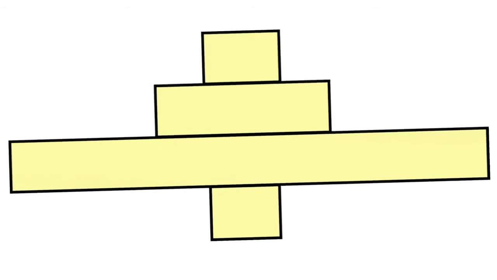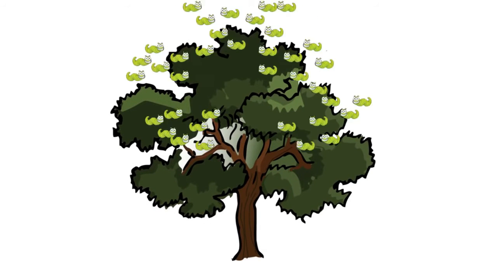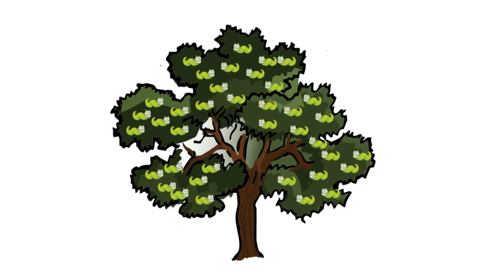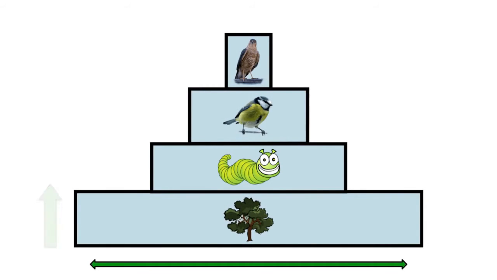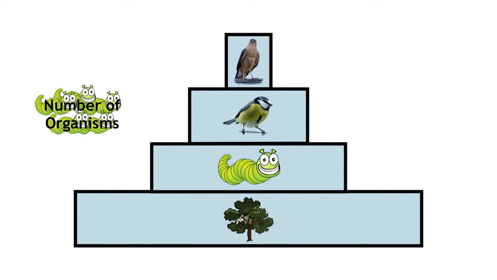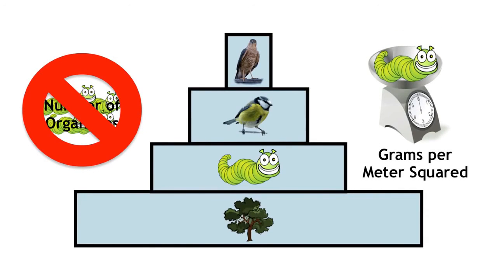Pyramids of numbers can end up looking a bit wonky. For example, if one primary producer can feed lots of primary consumers, like an oak tree which feeds lots and lots of little caterpillars. Pyramids of biomass, on the other hand, are almost always largest at the bottom and then get smaller going up. This is because rather than showing the numbers of organisms, they show the total mass in that trophic level.